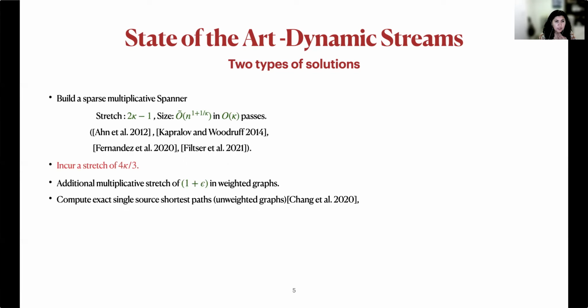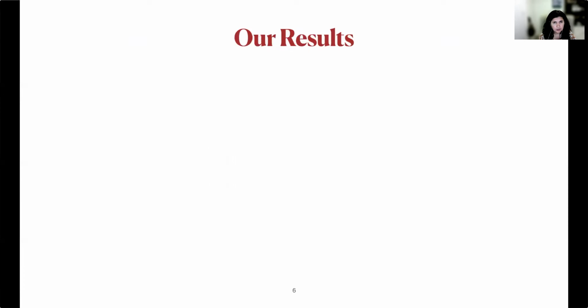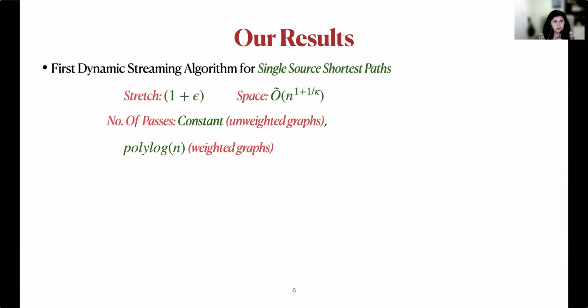And now the other type of solution for this problem computes an exact single source shortest paths tree, but that employs a lot of passes. In contrast, in our work, we give the first dynamic streaming algorithm for single source shortest paths with stretch 1 plus epsilon, space order n to the 1 plus 1 over kappa, by making a constant number of passes when the graph is unweighted and a polylogarithmic in n number of passes when the graph is weighted.